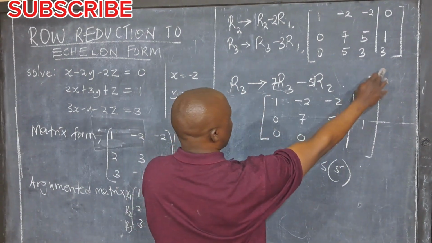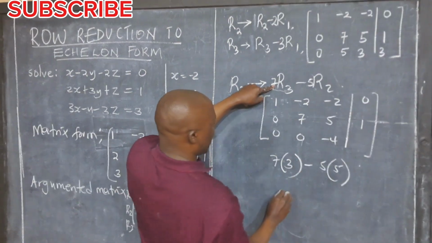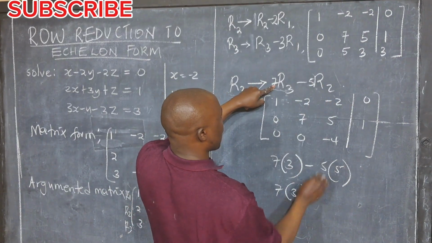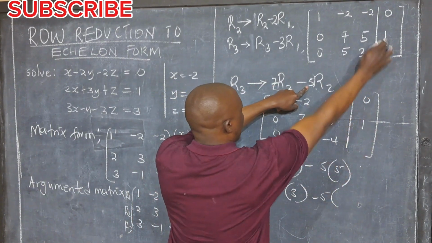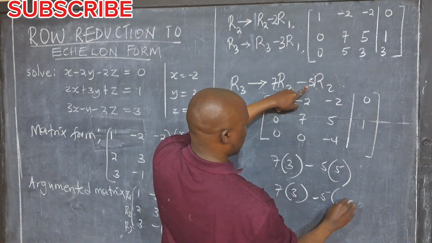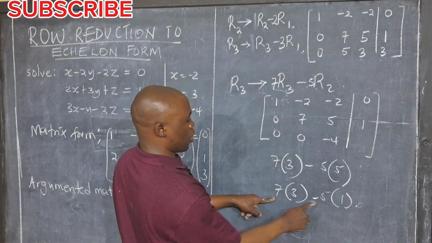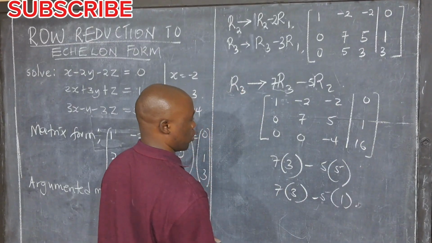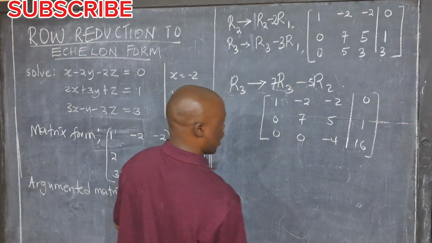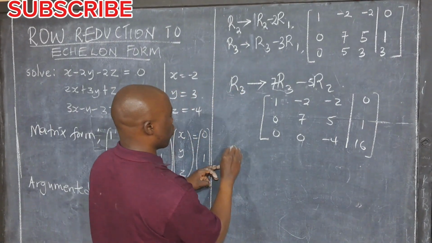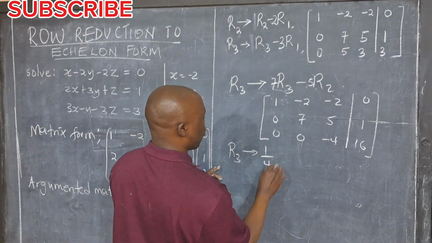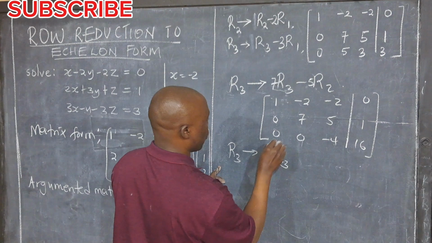Now let me look at this position here. So that is 7 times row 3, which is 3, minus 5 times row 2, which is 1. So this gives me 21 minus 5, which is 16. So now there is a common element here. We can transform again row 3. So row 3 becomes, there is a common element of 4. So row 3 becomes that.